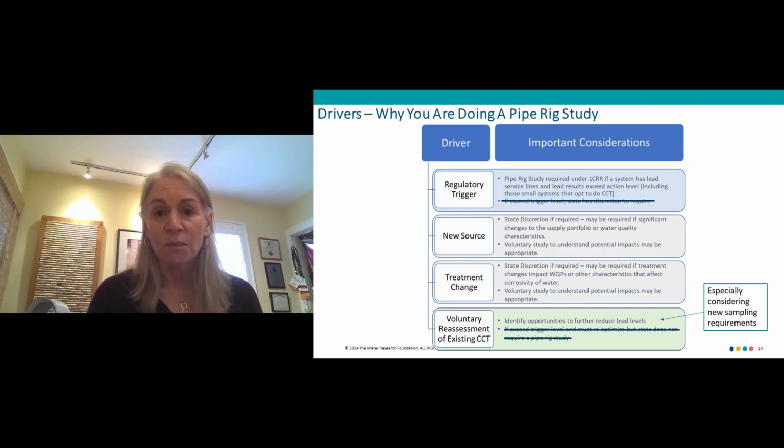Likewise, if you're making a significant treatment change at the plant, the state does have the discretion to require a pipe rig study. We'll talk about what might be significant there. But then there's also voluntary reassessment of existing corrosion control treatment.